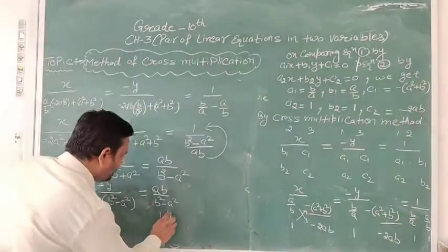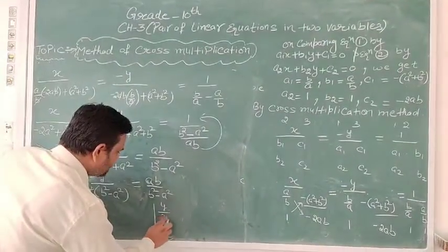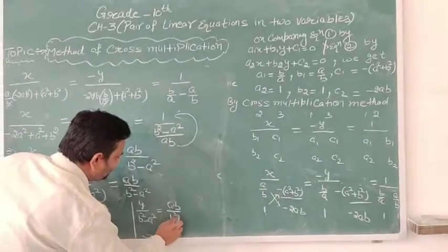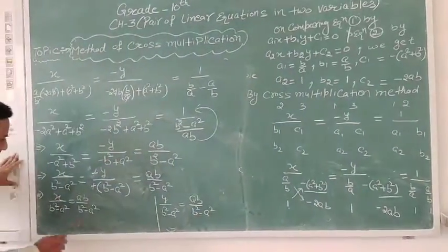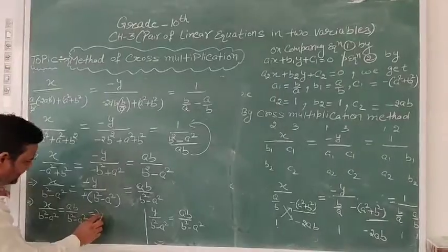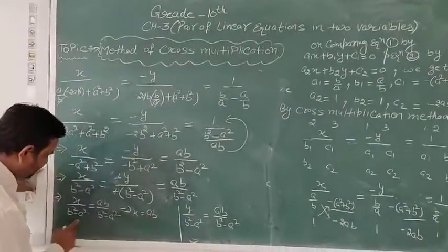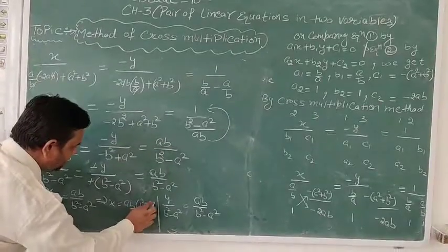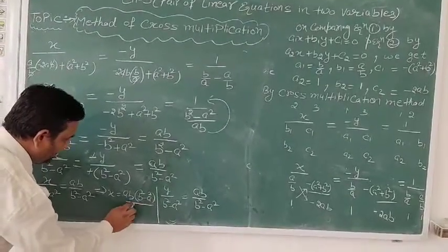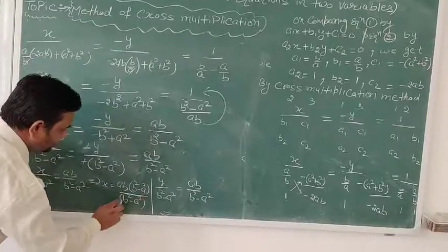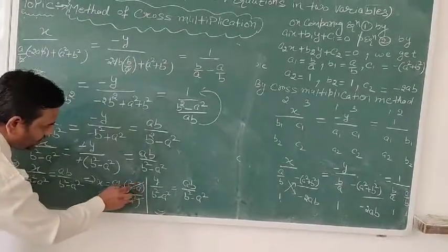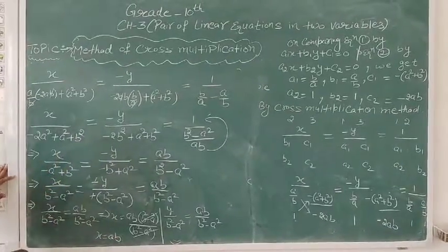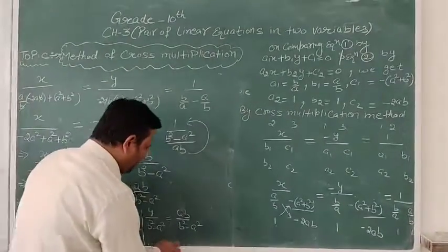The second value, students, I am writing here y upon b square minus a square is equal to ab upon b square minus a square. So see, it further implies x is here ab and this b square minus a square goes to the other side and multiply b square minus a square with ab upon b square minus a square within the bracket. See guys, this whole and this whole cancel itself and we are left with the value of x equal to ab. Now we have to find the value of y.